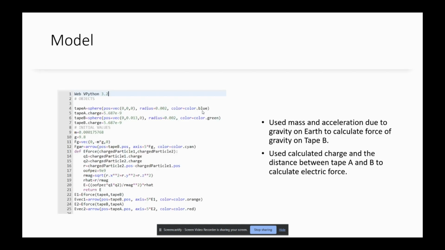In the model, I calculated the force of gravity on tape B as seen in lines 9, 10, and 11, and then added a vector representing this force. I then created a function to calculate the electric force and calculated the electric force acting on tape A and B. I then created vectors to represent these forces. I used the charge calculated in the experiment.